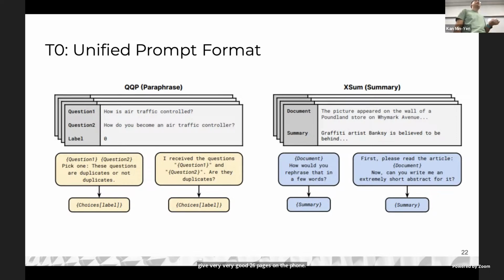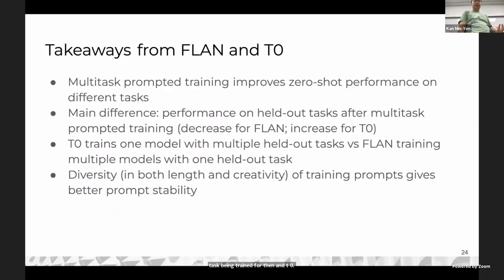Yes, I have a question. What is the difference between a task being trained for FLAN and T0? Okay, so I will probably just jump forward: T0 trains one model with multiple held out tasks, whereas what FLAN does is that it trains multiple models depending on what task you're trying to work on.